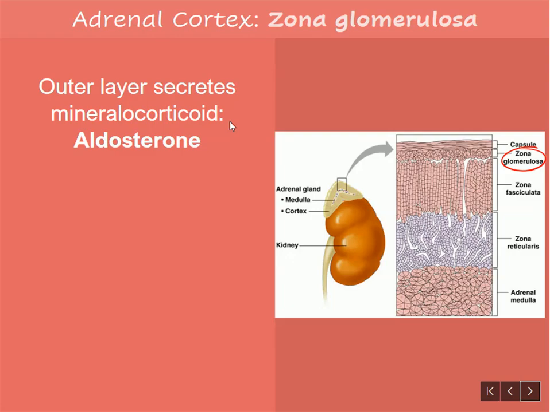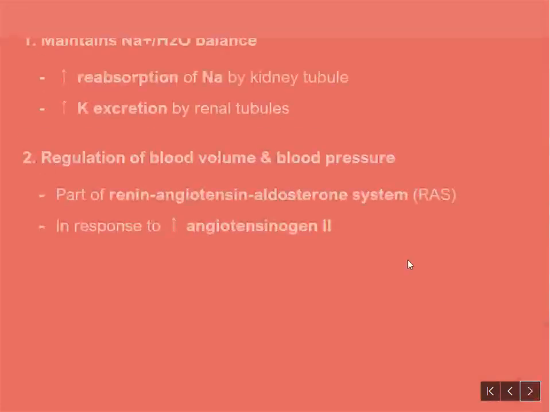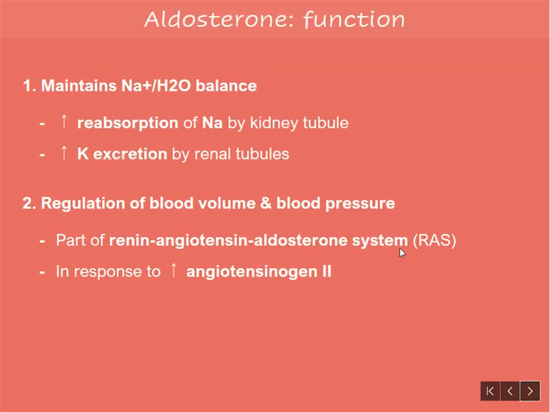Mineralocorticoids are named for their ability to regulate the electrolyte concentrations of the extracellular fluids, and the most important mineralocorticoid produced by the adrenal cortex is aldosterone. So that is the hormone that we will be looking at. The function of aldosterone is that it maintains the sodium balance of the body by reducing the excretion of sodium.